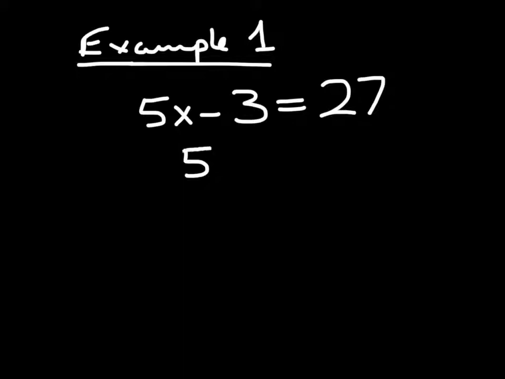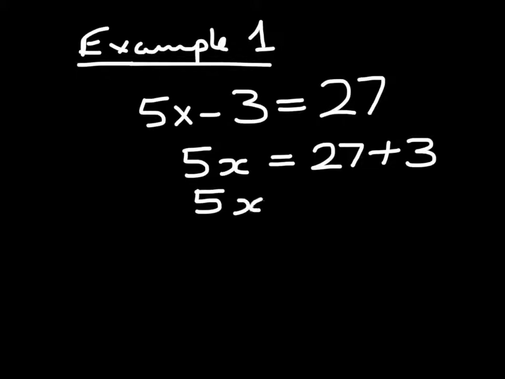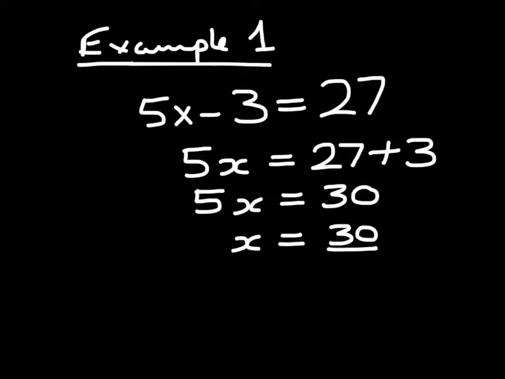First of all, I want to move the 3 to the other side. So the inverse of negative 3 is plus 3. So I'll get 5x equal to 30. And then the inverse of multiply by 5 is divide by 5. So we get x is equal to 30 divided by 5. So x equals 6. And yes, you must include all these steps in your working.